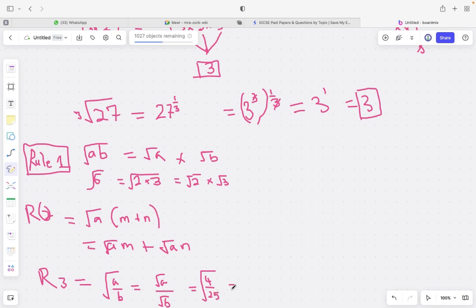Then you can break it down by simply saying root 4 on top separately, and root 25 at the bottom separately. Know fully well the square root of 4 is 2, and the square root of 25 is 5. So your answer will be 2 over 5. So you can separate that. This is the third rule for indices.